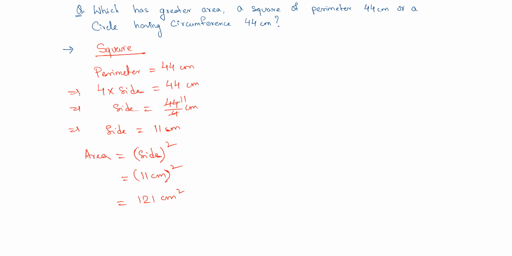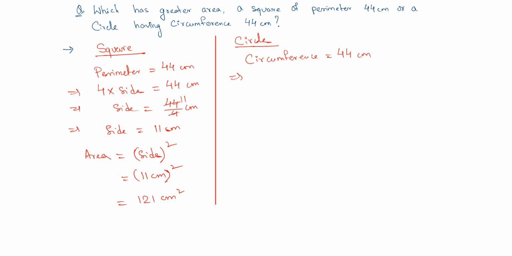Now let us do the calculation for the circle so that we can compare the areas and conclude which area is greater. So now the heading is circle, its circumference is given, and the lengths of both boundaries are the same. The square's perimeter is 44 centimeter and the circle's perimeter is also 44 centimeter. We don't use the word perimeter for a circle, instead we use circumference. That's the only difference and nothing else.